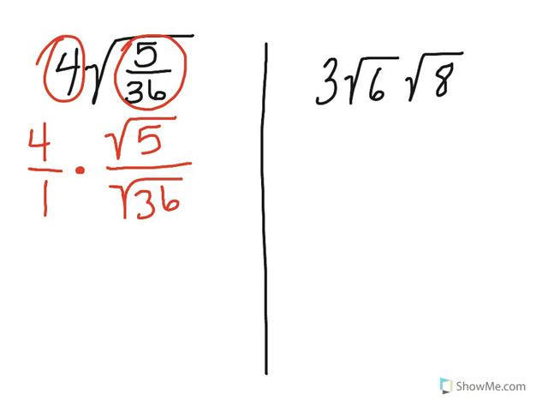I'm going to split it into two separate radicals. And as long as it's multiplication or division, it's okay to do that. I can put them together when it suits me. I can split them apart when it suits me. You have to be creative enough to say, what would make this better for me to work with?